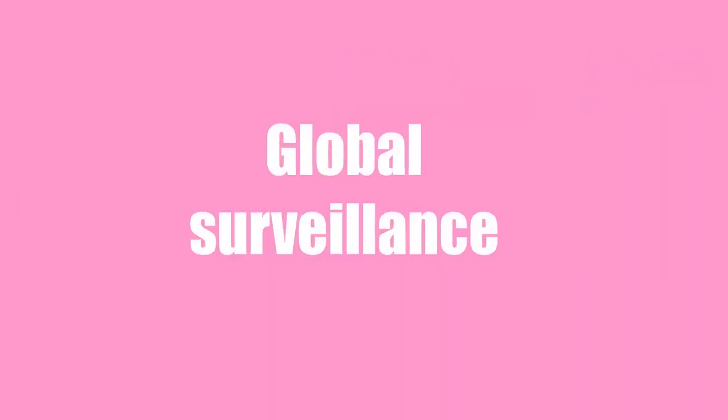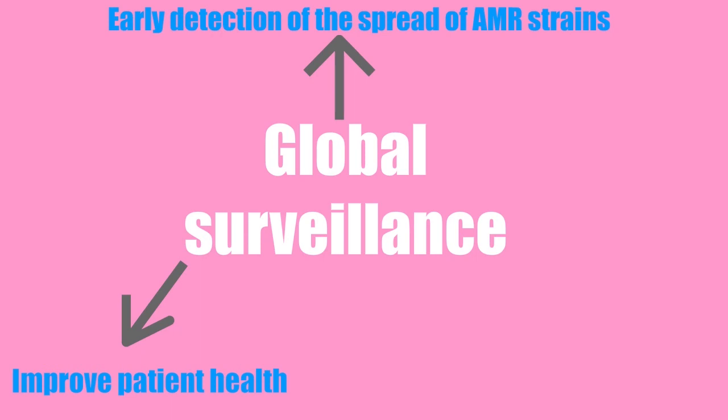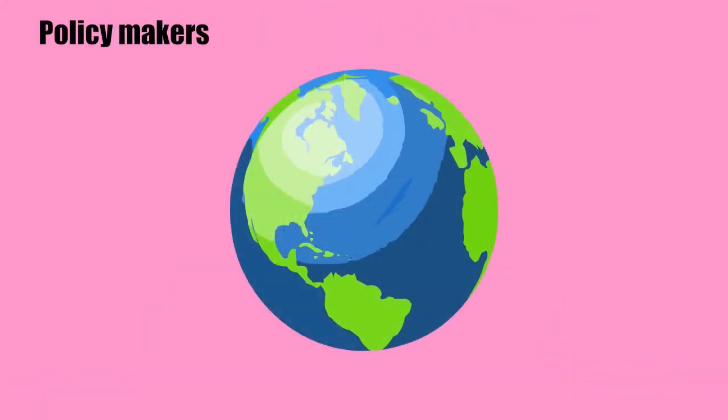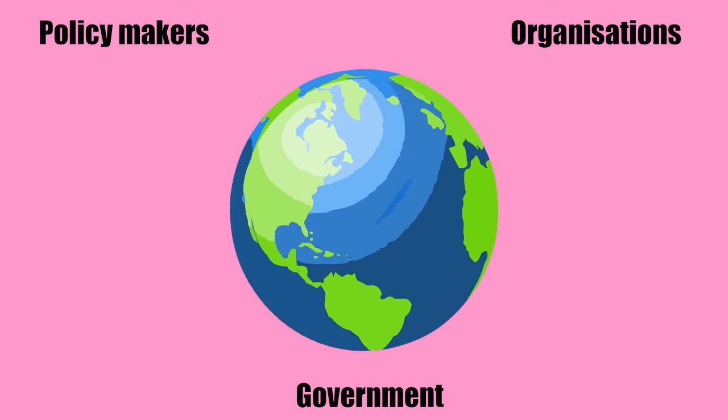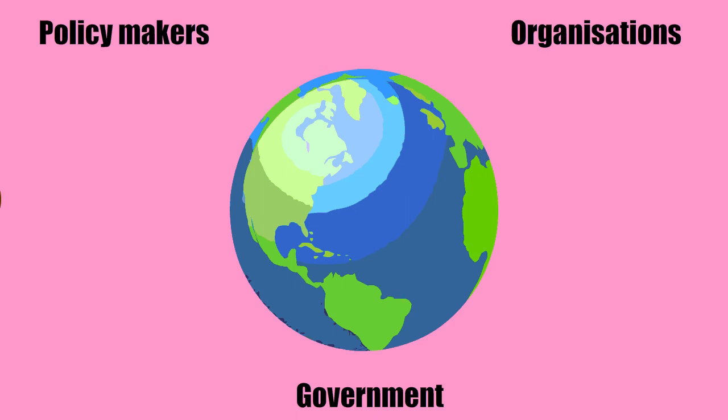Global surveillance is required as it can improve patient health, provide early detection of the spread of antimicrobial resistant strains, and it can provide early warning of emerging threats. Different policymakers and organisations such as the Global Antimicrobial Resistance Surveillance System, as well as the government, need to collaborate together to improve global surveillance networks and ensure there is enough funding to maintain it.